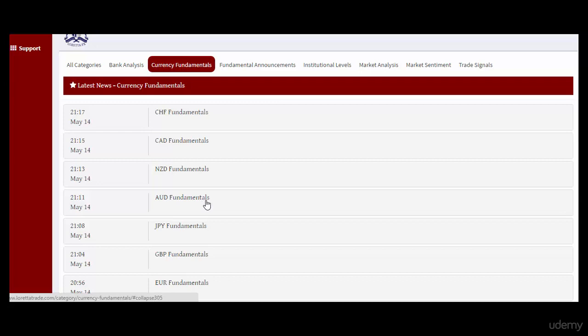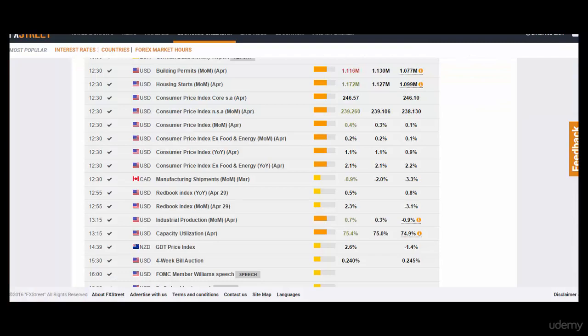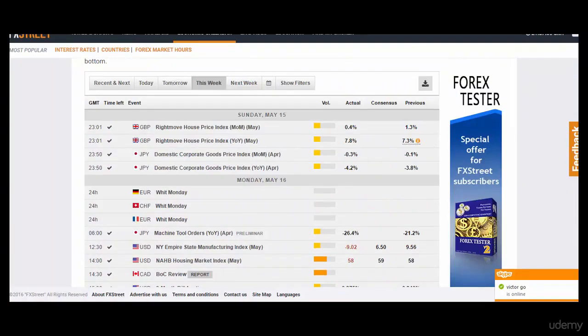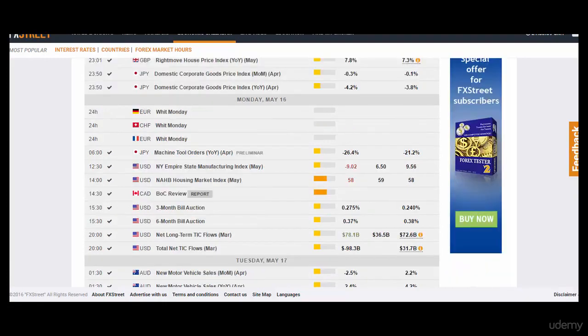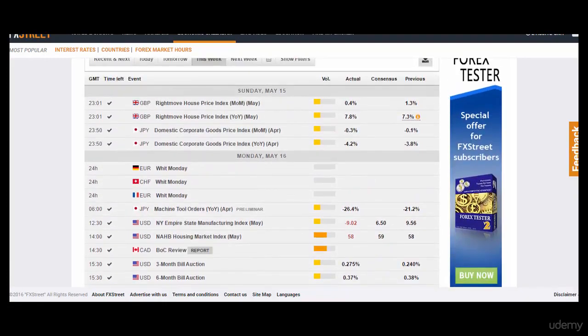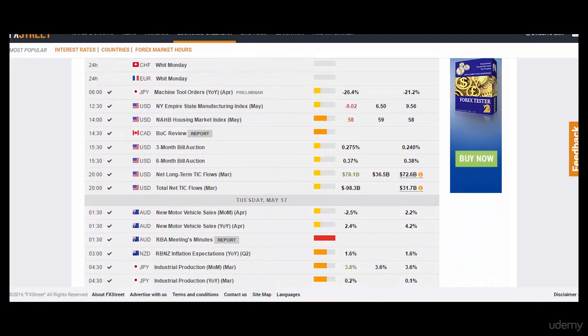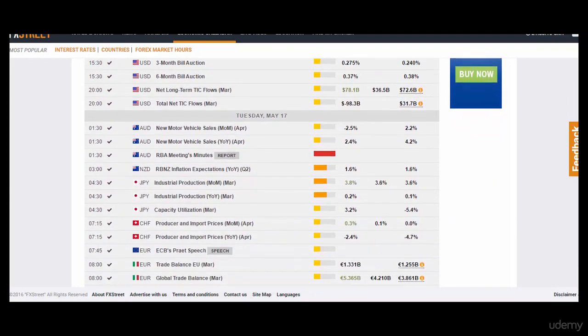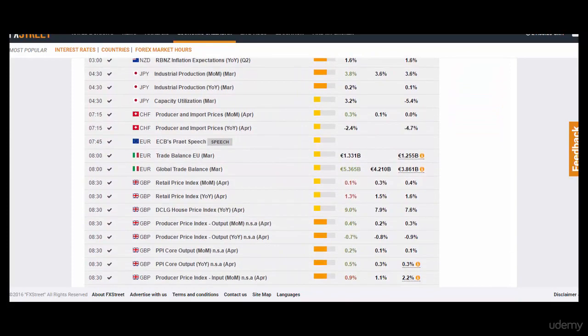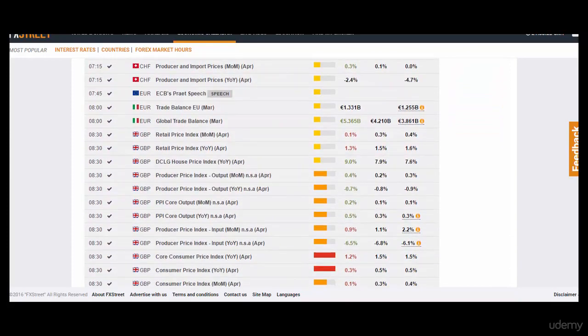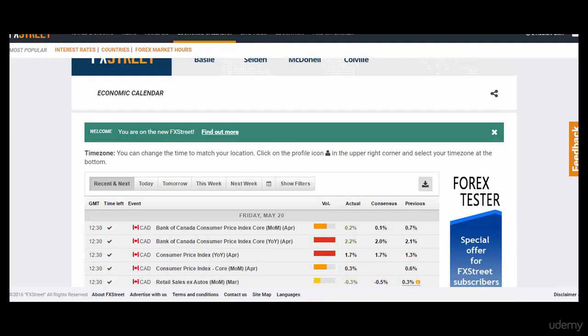Now the next step is to go to the economic calendar. So you go to the economic calendar and you look at the upcoming fundamental announcements. You look through the economic calendar and get an idea of the fundamental announcements that were released yesterday, the fundamental announcements that will be released today, and the fundamental announcements that are going to be released next week.